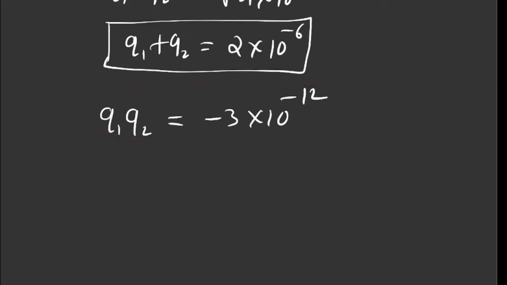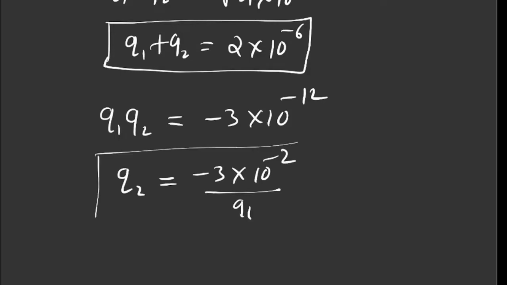So from this equation, can I write the value of q2? You can take q1 or q2, doesn't matter, any one value you get. So we'll get the value of q2. Just bring this q1 this side, it becomes divide. So q2 is equal to minus 3 into 10 to the power minus 12 divided by q1, isn't it? This is the q2 value we got.